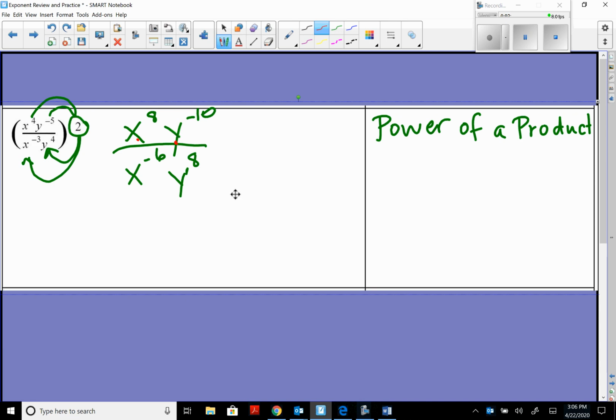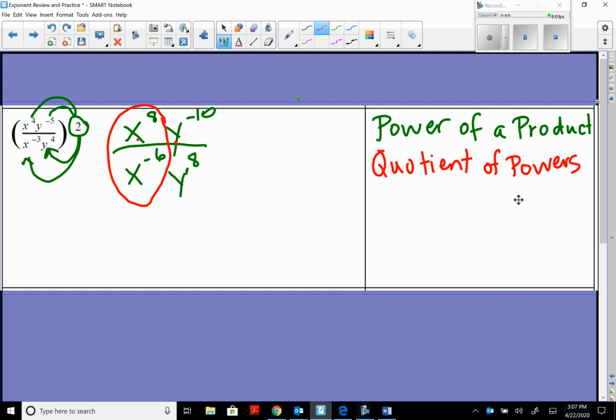But what I can do is look at the x to the 8th power in the numerator and the x to the negative 6th power in the denominator. And since those are being divided, I can subtract my exponents. And that, just in case you don't remember, is called the quotient of powers property. The quotient of powers property says that when you are dividing and you have the same base, you are allowed to subtract the exponents. And I can do the same thing for the y's.